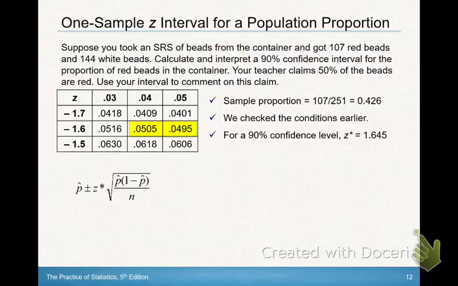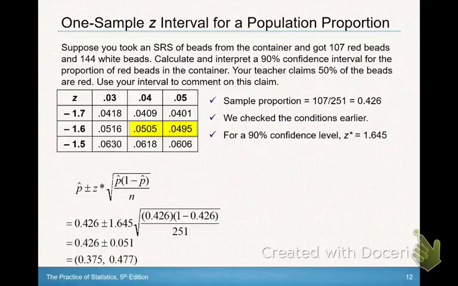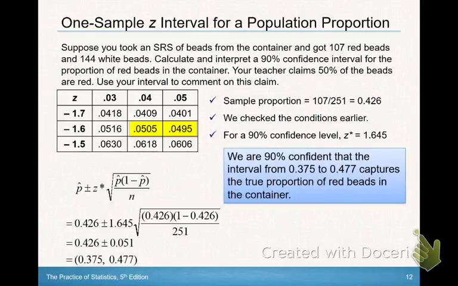So now to find our confidence interval, we take our P hat, which was 0.426, and we plus and minus the critical value times the standard error, which is the square root of P hat times Q hat divided by N. Once we add and subtract those, we get an interval of 0.375 to 0.477. So this tells us we are 90% confident that the interval from 0.375 to 0.477 captures the true proportion of red beads in the container.